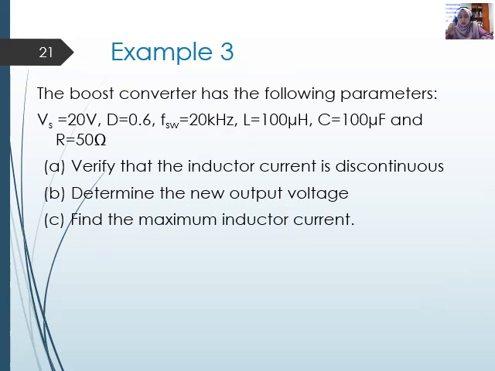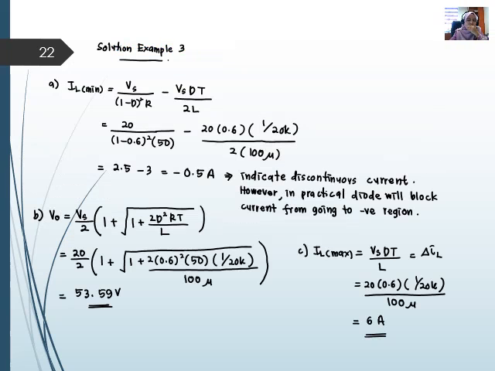Oh, sorry, we have one more example. In this example, it's basically the boost converter in the DCM. So this is the solution to verify whether the boost converter is in DCM or not. We can use the IL min equation. If we can prove that IL min equals zero or is negative, it shows that this is a discontinuous current.